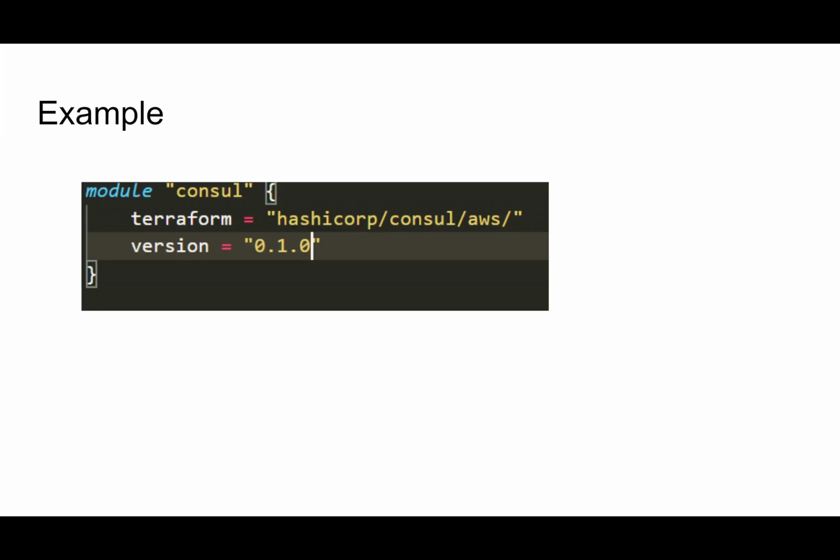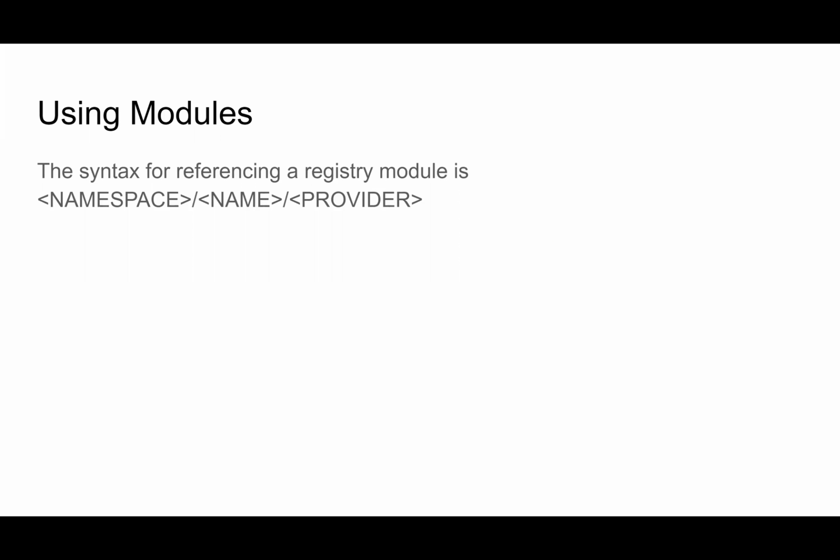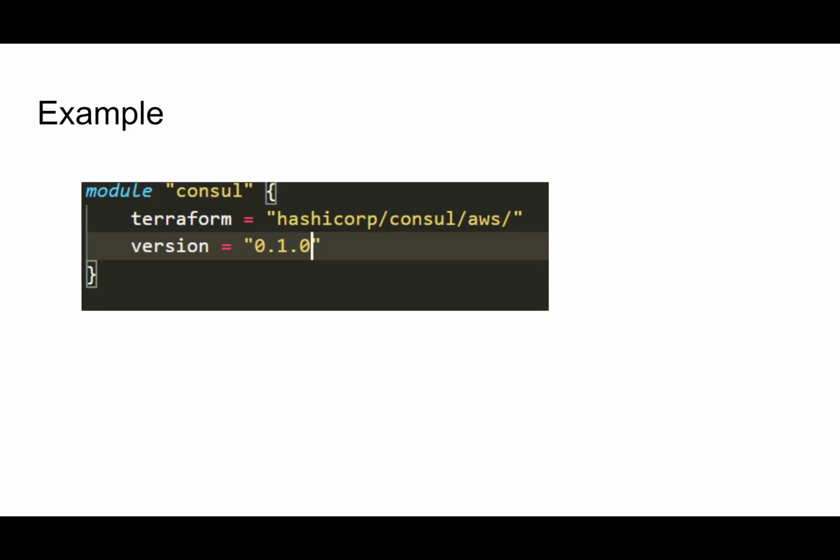Here's an example. So this module is console, and you have HashiCorp console AWS. So the namespace here is HashiCorp, the name is console, the provider is AWS, and we're constraining it to version 0.1.0.